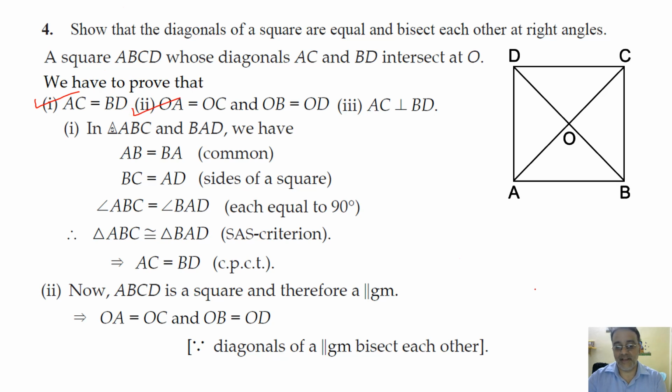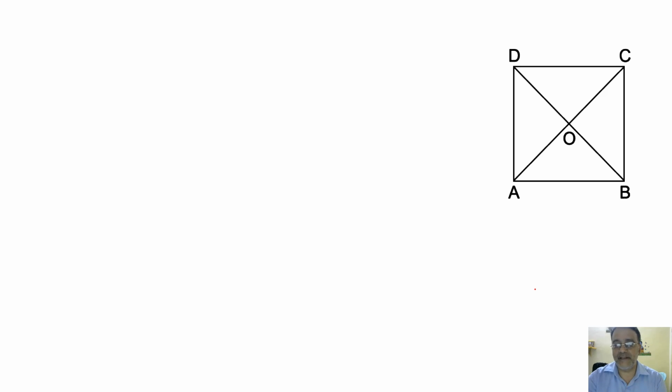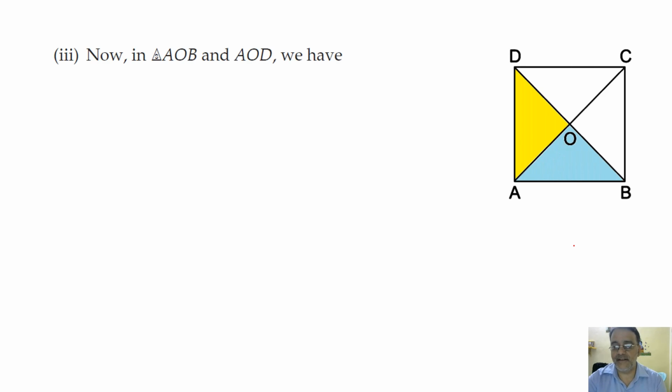Okay. Now we have to prove the third part, that is AC perpendicular to BD. तो उसके लिए हम लोग क्या करेंगे, दो ट्राइंगल्स ले रहे हैं, ये दोनों ट्राइंगल्स AOB और AOD, right? These two, yellow and blue. Let us start with OB is equal to OD. Why? Proved above.